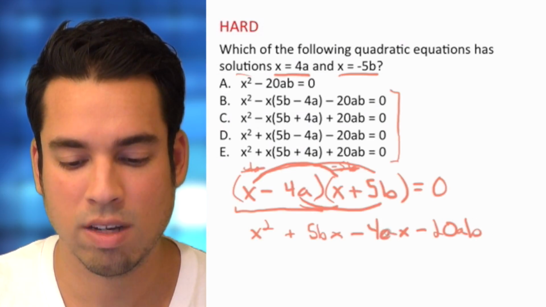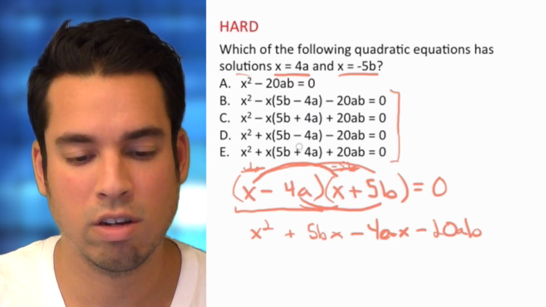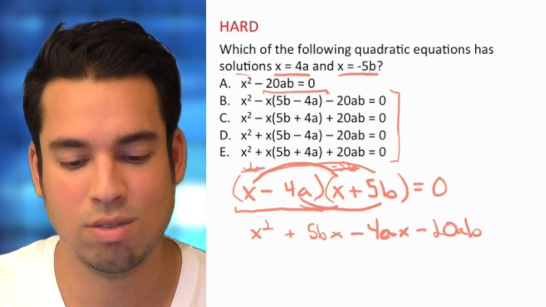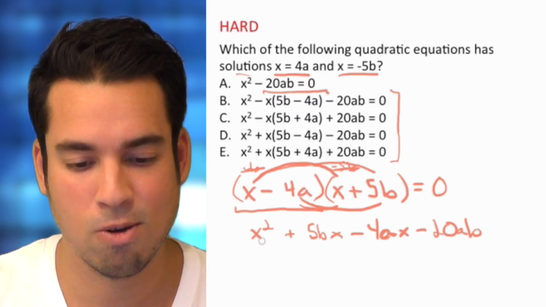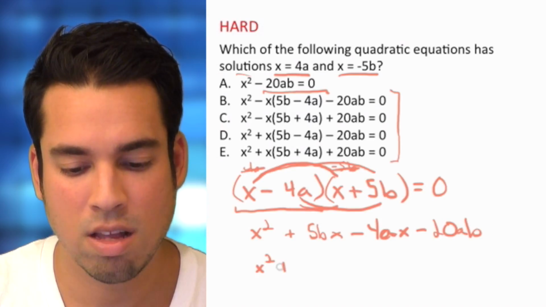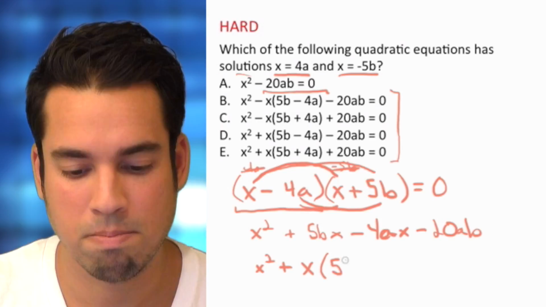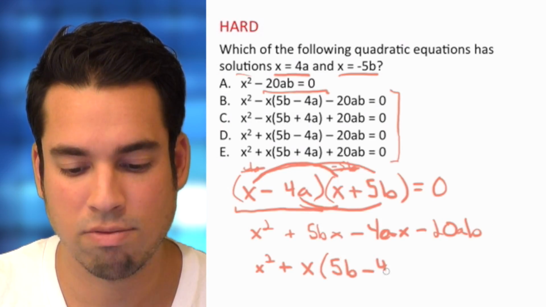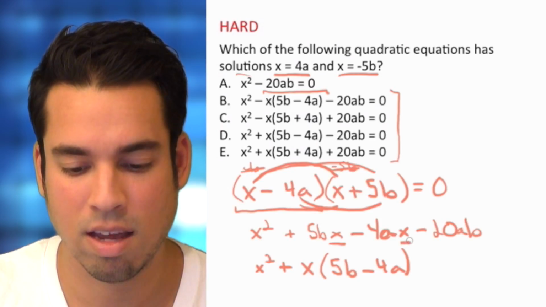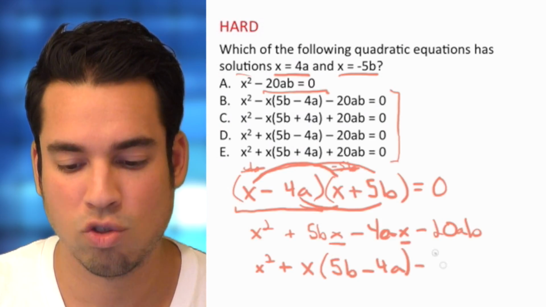So now we've got this nice equation. We're almost there because look, in all these middle answers, what have they done? They've factored x out. So let's do the same thing. Let's factor x out. So we've got x squared plus x times (5b minus 4a), right? It's the same thing. I just pulled this x and this x out, minus 20ab.